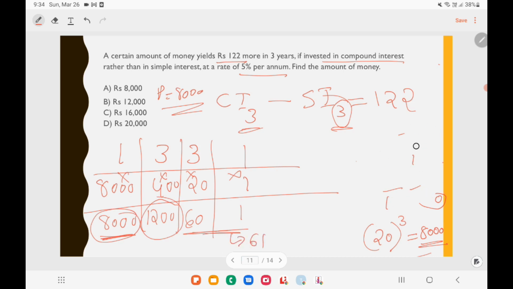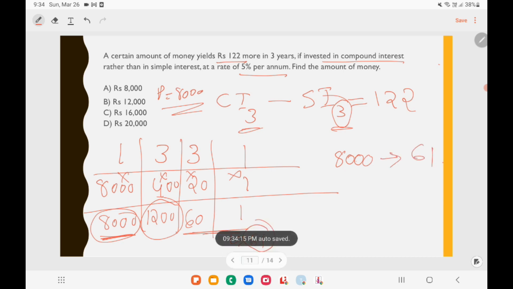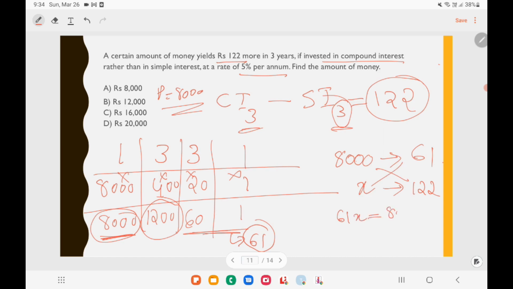So what did we get? We assumed a principal amount of 8,000. If the principal amount was 8,000, you will get a difference of 61. But our difference is 122. So if the difference is 122, what is the principal amount? Let us assume this is x. Just cross multiply now. That means 61 into x is equal to 8,000 into 122.